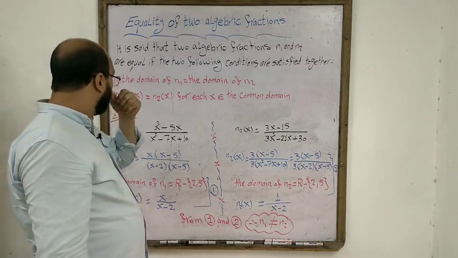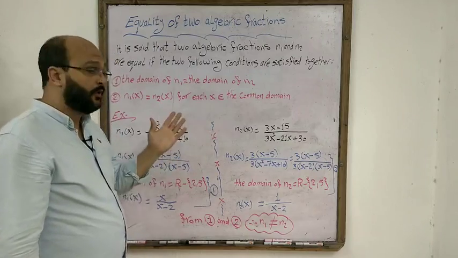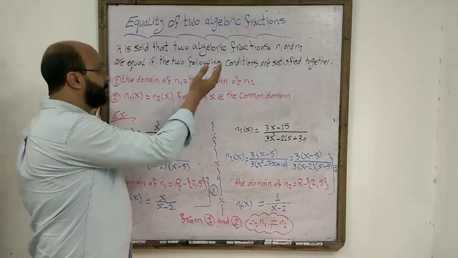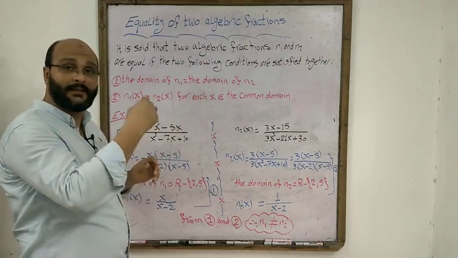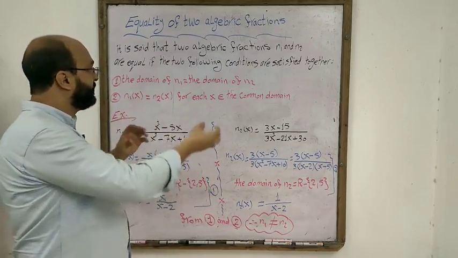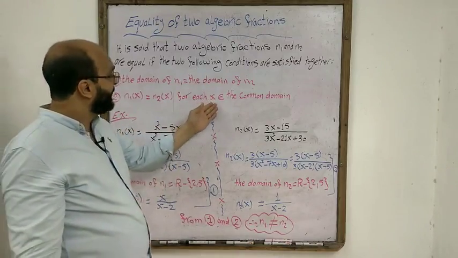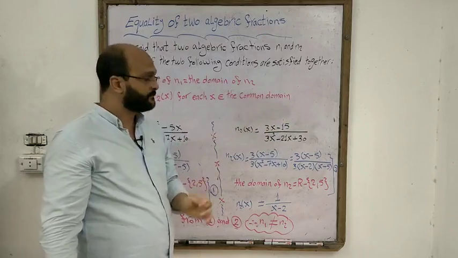The second condition: n1 of x equals n2 of x. It means after simplifying n1 and simplifying n2, the result of n1 and the result of n2 are equal for each x belonging to the common domain.